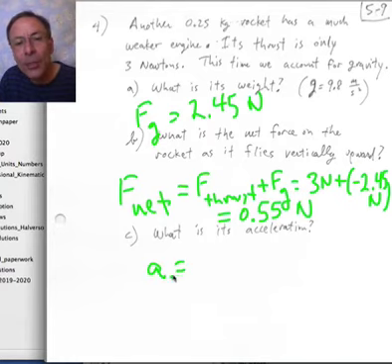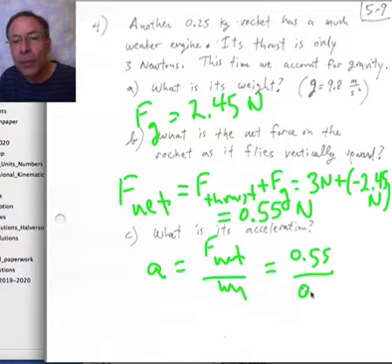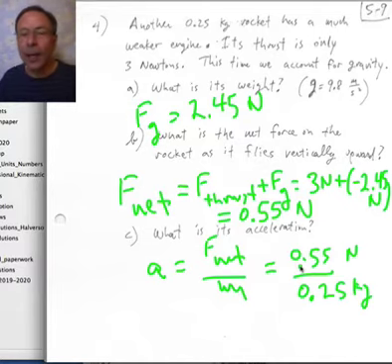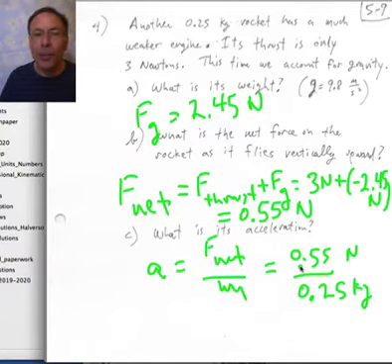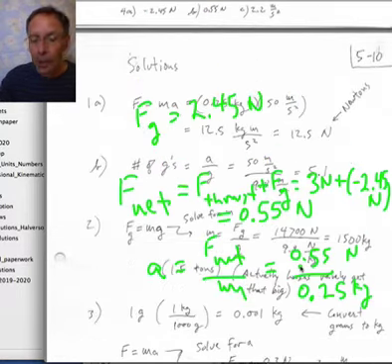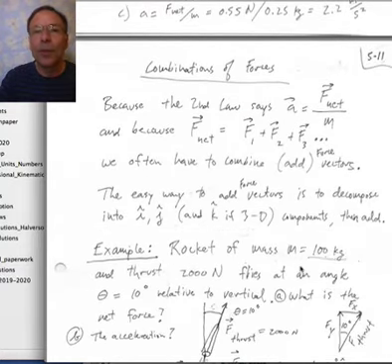And the acceleration is the net force over the mass, which is going to be 0.55 over 0.25. So this is newtons, and this is kilograms. You do the math, and you're going to get the answer in meters per second squared. Okay, so let's see, how are we doing here? And okay, so here are the solutions. You can see how to do the problems there.